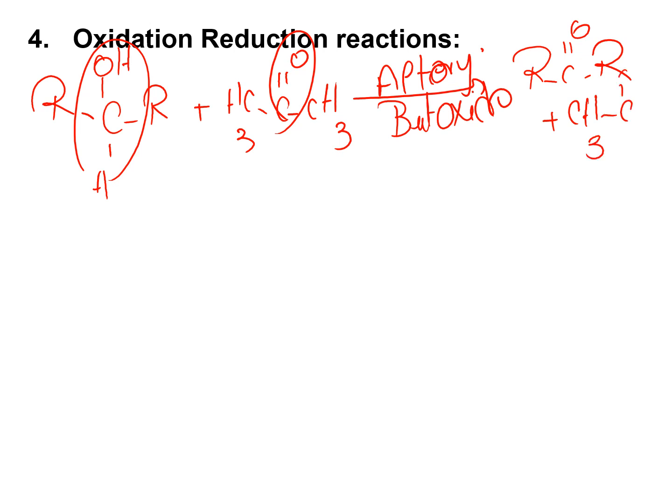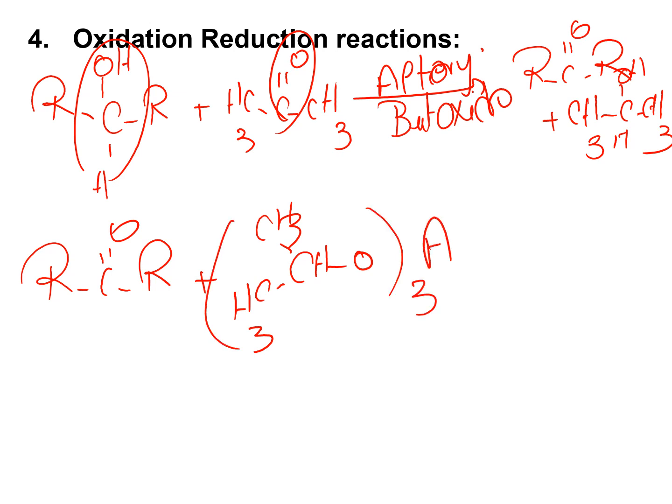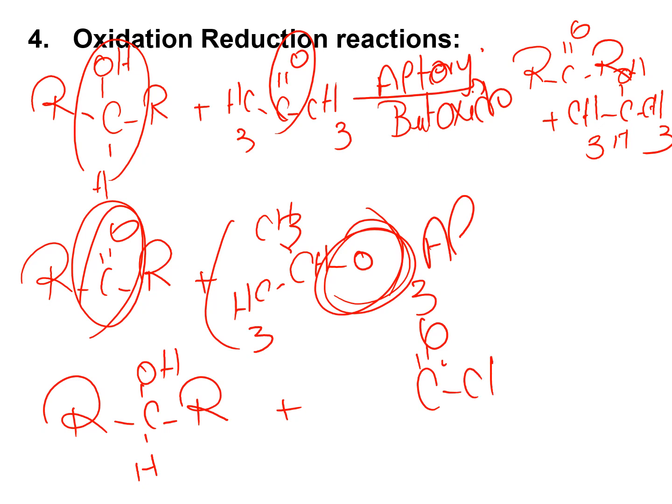Meerwein-Ponndorf is the exact opposite of this reaction. You will start with the ketonic compound and you will add isopropanol to this compound in presence of aluminium tertiary butoxide. The end product is that the OH is exchanged by the carbonyl and you get the secondary alcohol together with the acetone molecule. So they are opposite to each other.